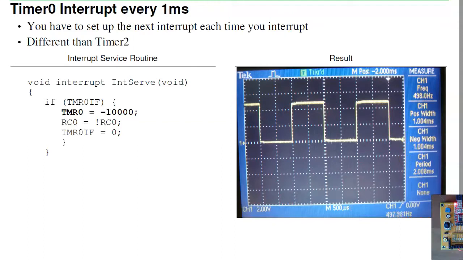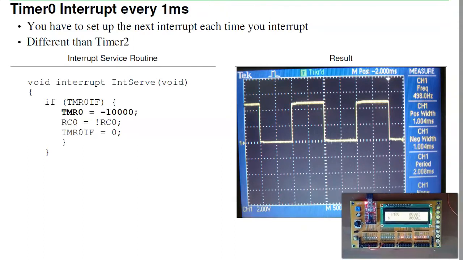If I want to have something different, say if I want to have an interrupt every millisecond, what I have to do is, when I interrupt, change the condition for the next interrupt. I just interrupted, that means timer 0 is equal to 0. I want the next interrupt to be 1 millisecond later, which is 10,000 clocks. Toggle just so I can see what's happening. Acknowledge the interrupt and exit.